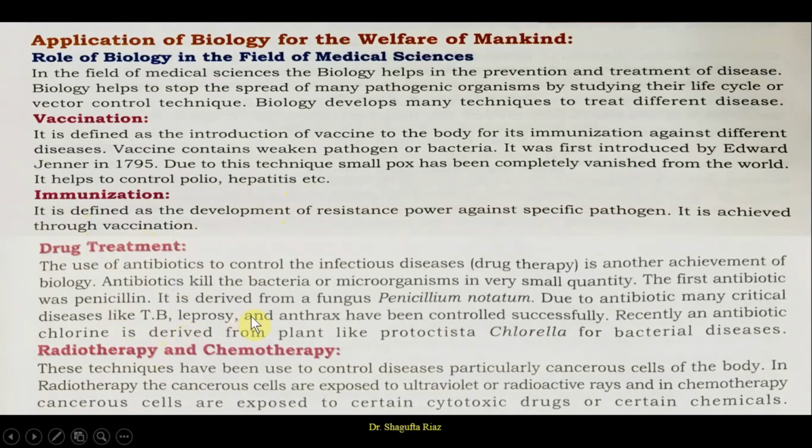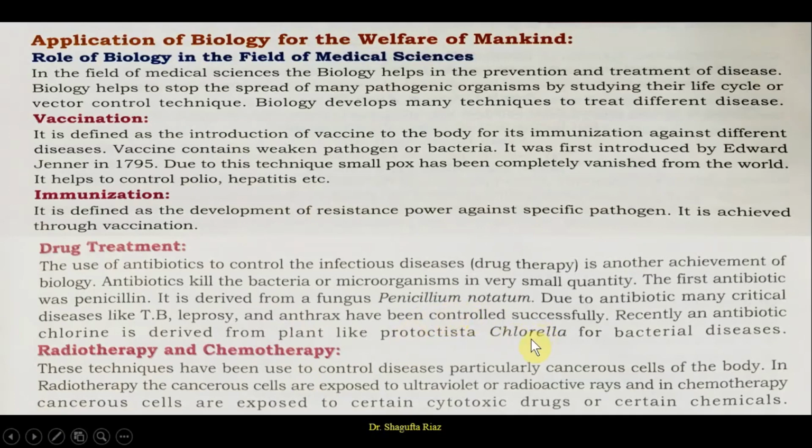Then drug treatment. The antibiotics we use in our normal routine for curing disease help us to control infectious diseases, and this is another achievement of biology. Antibiotics can kill bacteria or microorganisms in very small quantity, right? The first antibiotic was penicillin, and it was derived from a fungus, Penicillium notatum. This is very important. Remember that it comes in your MCQs.